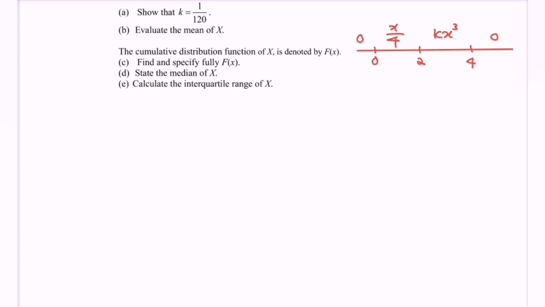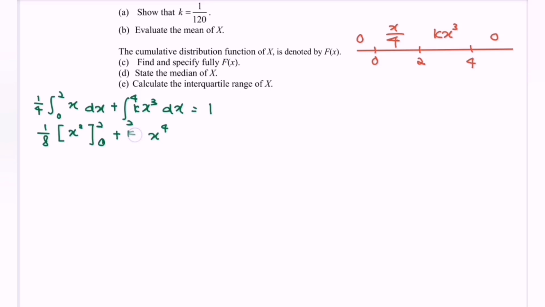As we all know, this is a continuous random variable, so the total must be equal to 1. So integrate from 0 until 2 for the function x over 4 with respect to x, plus integrate kx cubed with respect to x for the limit 2 to 4, which is equal to 1. Integrating, we have x squared over 2 times 1 over 4, which is x squared over 8, limit to 0, plus x to the power 4 over 4, where we have k over 4, bracket 4, 2, equals to 1.